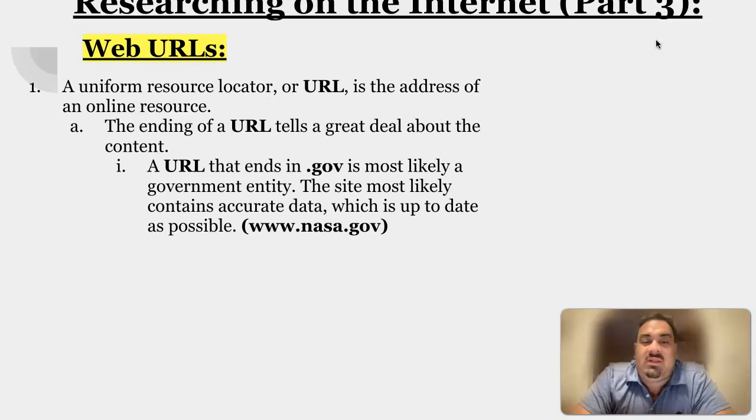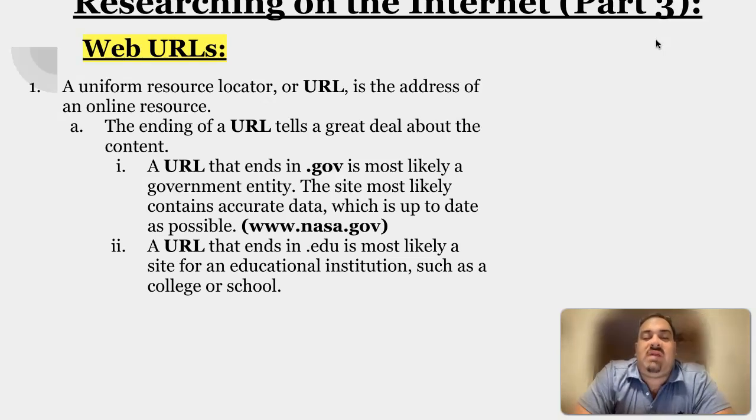A URL that ends in .gov is most likely a government entity or part of the government. The site most likely contains accurate data, which is as up to date as possible. An example for a .gov website would be nasa.gov.